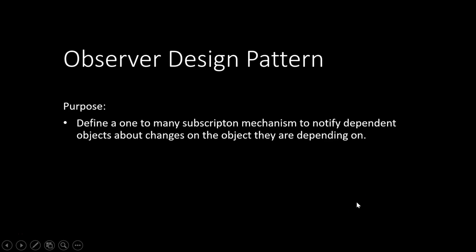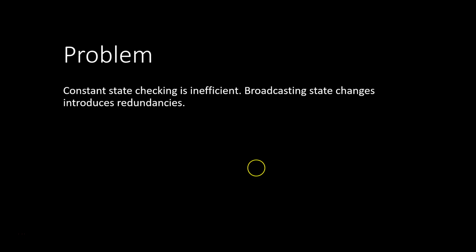The observer design pattern is a behavioral pattern that defines a one-to-many subscription mechanism to notify dependent objects about changes on the object they are depending on. Let's have a look at the problem we're trying to solve. So constant state checking is inefficient, and broadcasting state changes to everything in the system introduces redundancies.